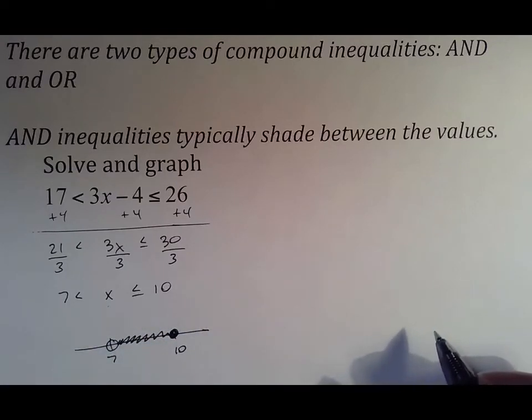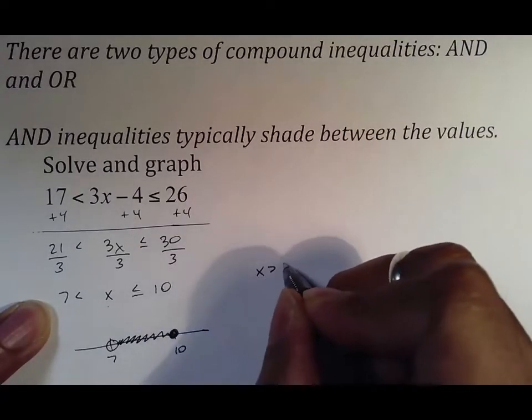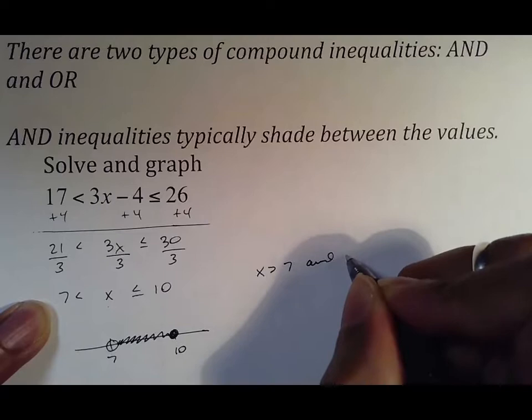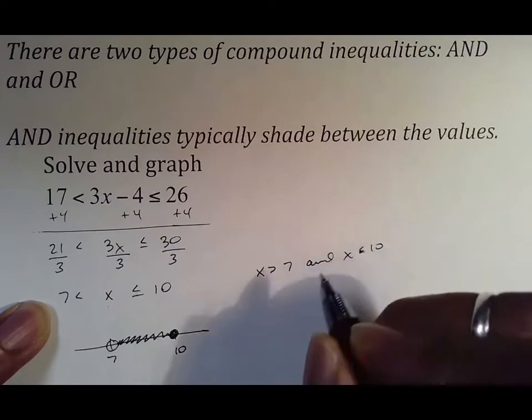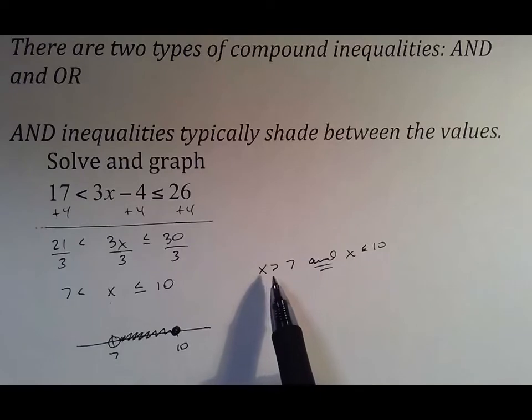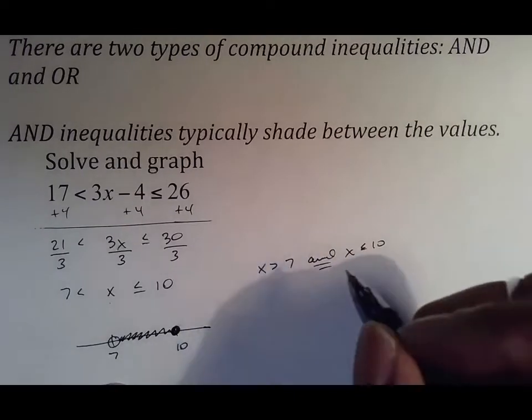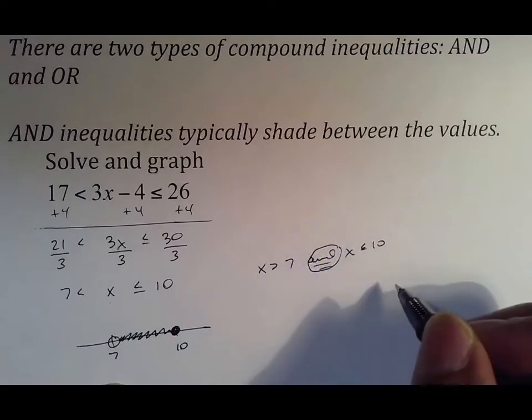This could also be split. It could be stated as x is greater than 7 and x is less than or equal to 10. But again, the word and means it's going to be in the middle. Notice that x is greater than 7 points to the right. x is less than 10 goes to the left. And means that both of these things need to be true.